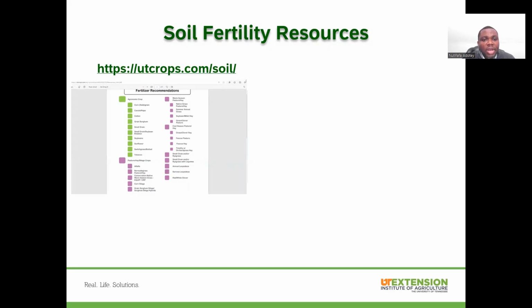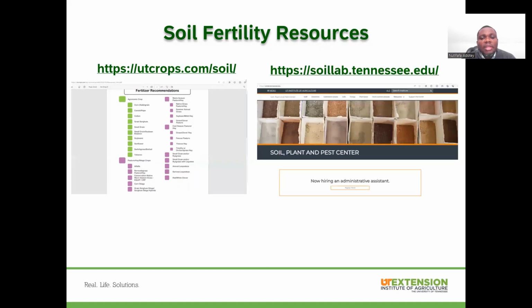Say, for instance, you are interested in fertilizer recommendation for cotton. If you click on that cotton, that green square, it will take you to the recommendations for cotton. Another resource that is available for agents is the UT Soil, Plant and Pest Testing Center in Nashville. There's a ton of information out there that agents can access.